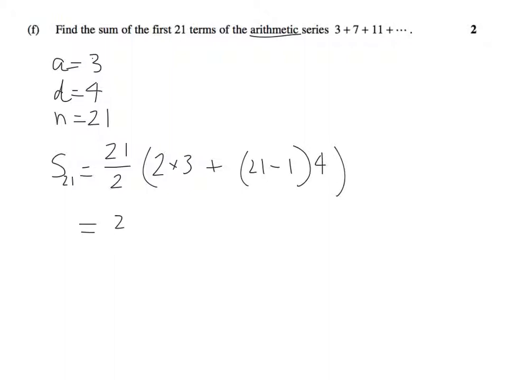Okay, so we end up with 21 on 2, and we end up with 6 plus 20 times 4, which is 80. If we put that into our calculator, we'll end up with 903 as our sum for the first 21 terms there. The main thing with these types of questions is get your information down to start with, work out whether it's an AP or a GP, an arithmetic series or a geometric series, and then think about which formula you're going to use. Look at that reference sheet, make sure you're using the appropriate formula, don't get them mixed up between an AP and a GP, and these types of questions really should be pretty straightforward.